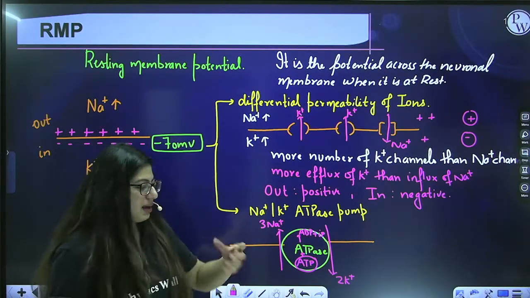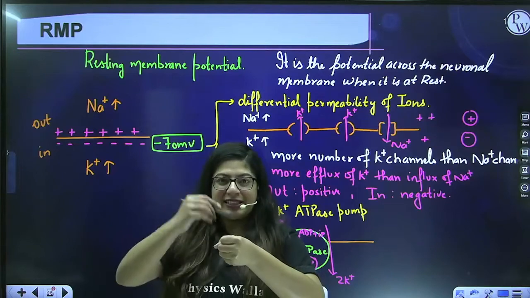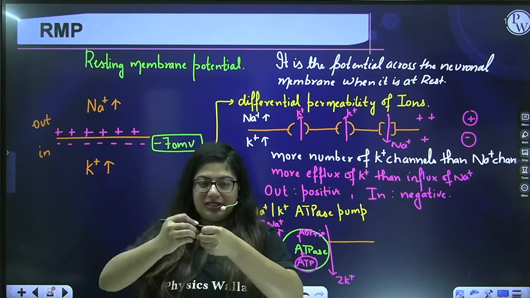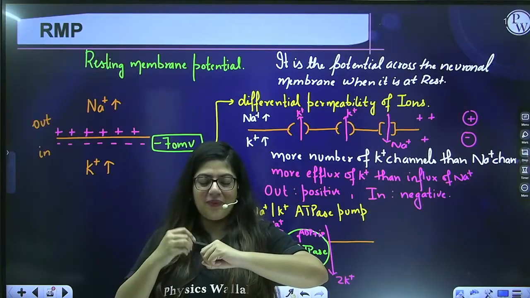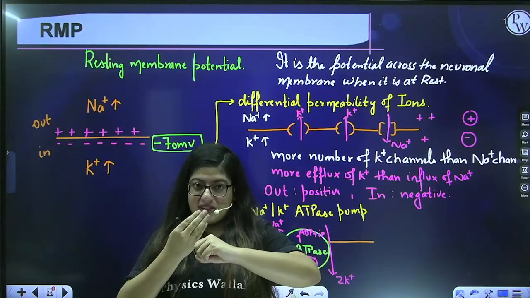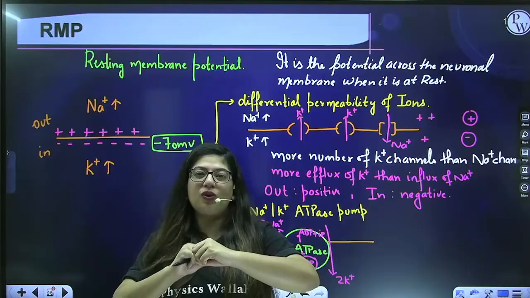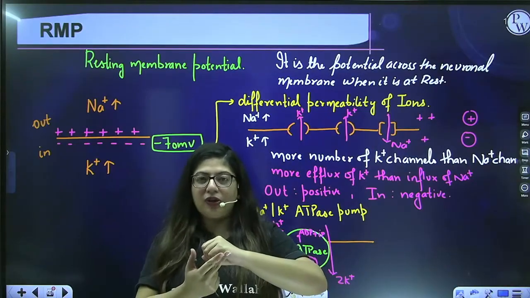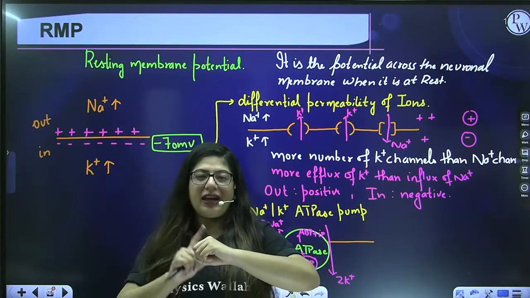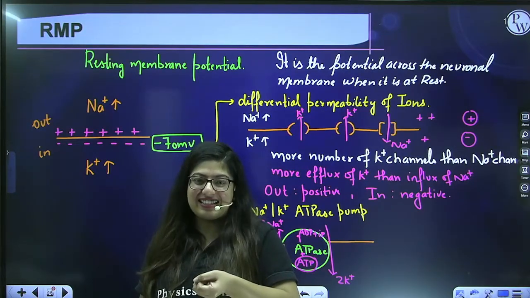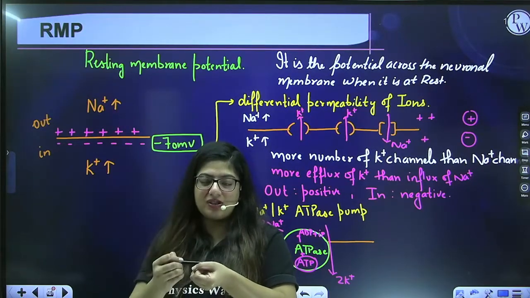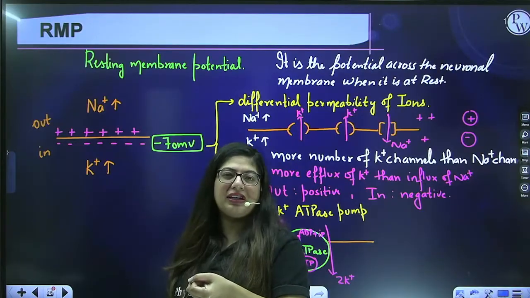For example, if this is a pump, this is the inside, this is the outside. On this side, the 3 sodium ions will sit here and 2 potassium ions will sit here. Now ATP will come, the energy, and this pump will move like this. As a result, the 3 sodium ions will be pumped outside and 2 potassium ions will be taken inside.